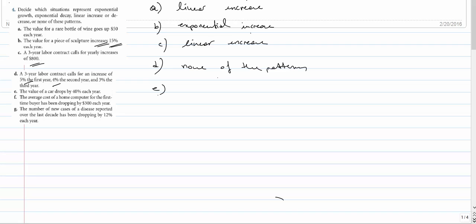E. The value of a car drops by 40% each year. Exponential decay. F. The average cost of a home computer for the first-time buyer has been dropping by $300 each year. Linear decrease. G. The number of new cases of a disease reported over the last decade has been dropping by 12% each year. Exponential decay.